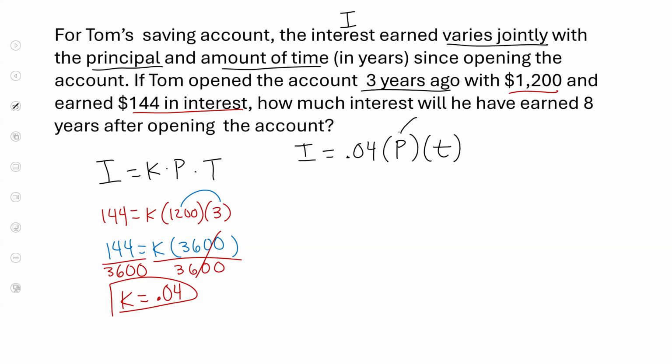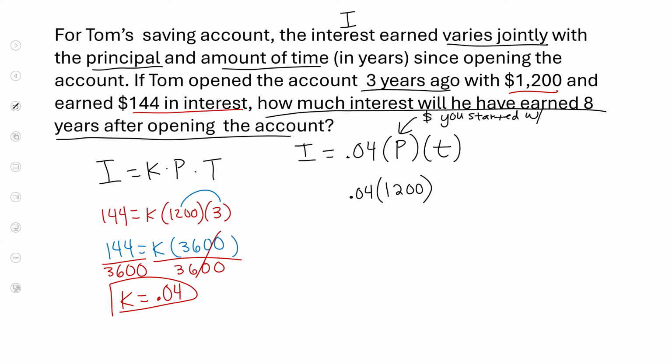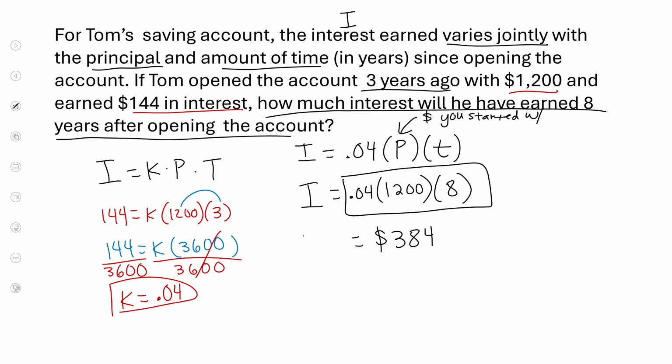And remember, principal is the number you start out with. So the amount of money you start with. So that doesn't change. So I have 0.04. Your principal is still 1,200 because that's how much you started with. However, it's asking how much interest will you have earned 8 years after opening the account. So time is 8. And that will give you my interest. Multiply all this together and you'll get $384 of interest.